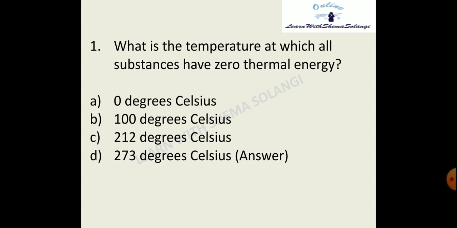At this temperature, the kinetic energy of molecules is zero and they stop moving. This temperature is 273.15 degrees Celsius or 0 Kelvin. So 273 is the point at which all the substances have zero thermal energy, right?